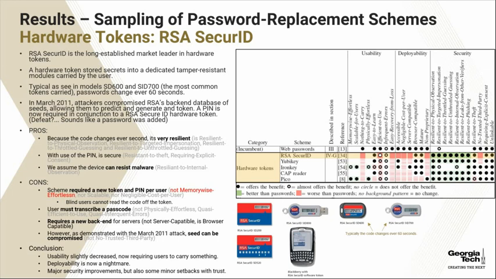Some cons with the system: the scheme really requires a new token and PIN per user. So this is not easy to remember. I mean, we all have a bajillion PINs to remember. But two, it's expensive. Also, blind users can't necessarily read the code off of the token, so that's a little difficult too. And quite frankly, a user must still transcode the passcode onto the screen. And the back end is crazy. You would have to absolutely overhaul your entire server backend, so deployment can be quite a nightmare.